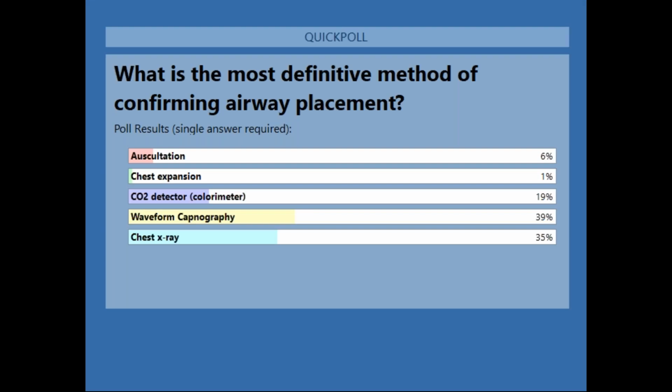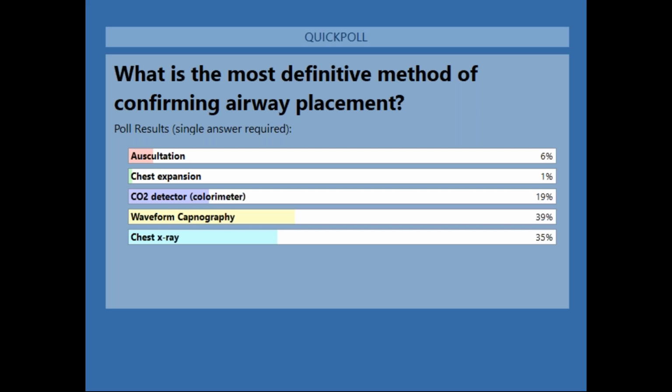Okay. So 39% of you said capnography. 19% of you said the CO2 detector. Now, I'm not going to say that the CO2 detector is wrong, but what I am going to say is that continuous waveform capnography will get it right every single time. So there is a margin of error in those CO2 detector colorimeter devices. So auscultation is absolutely not the way.